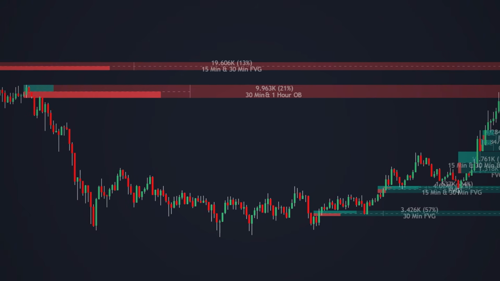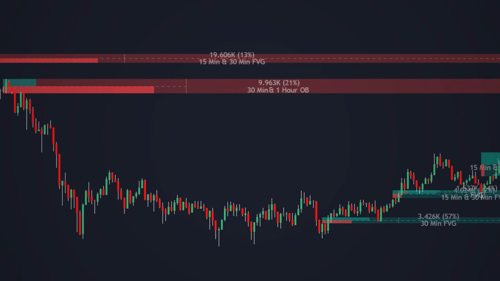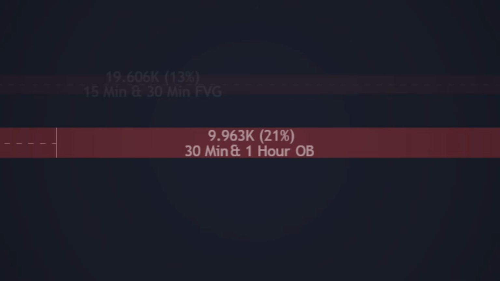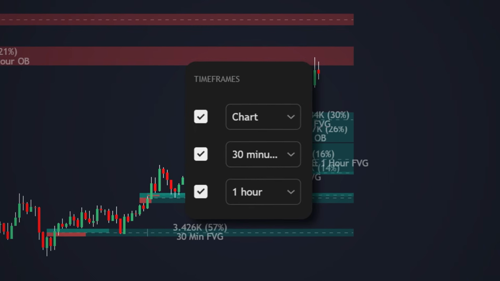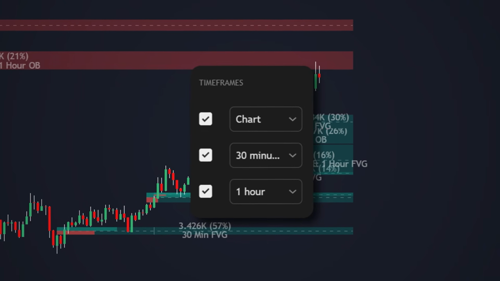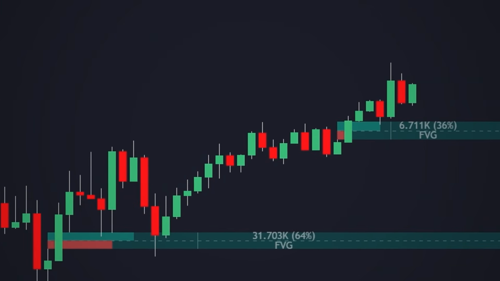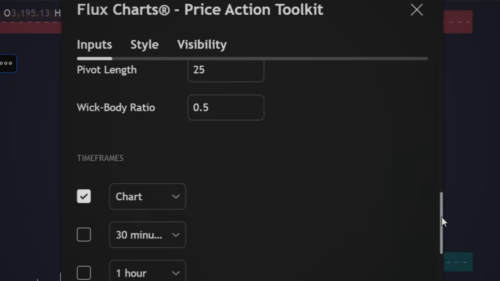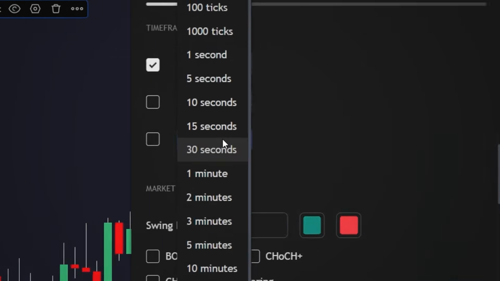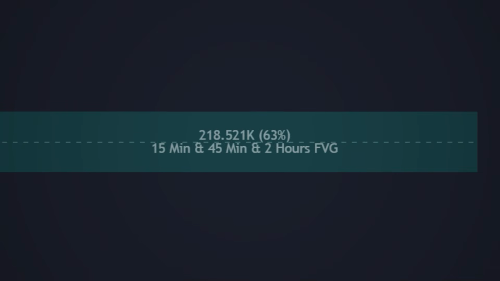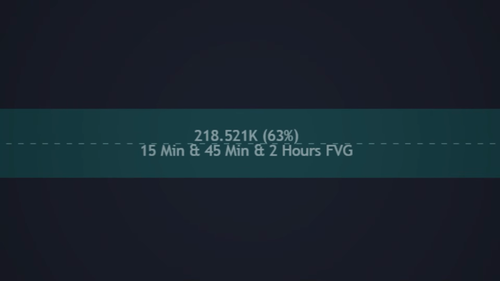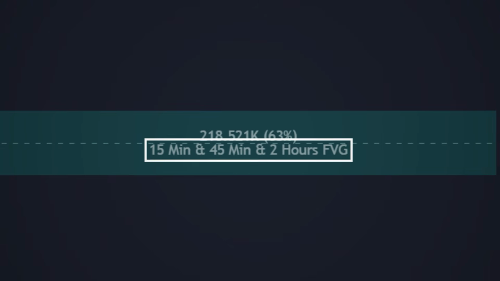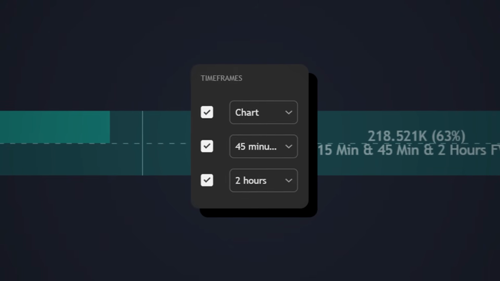The price action toolkit fixes that with multi-time frame analysis. You can see order blocks, fair value gaps, and more on up to 3 different time frames at once, all on the same chart, and setting it up couldn't be easier. Just jump into the toolkit settings and scroll to the time frame section. Select the time frames you want to include and toggle them on. The toolkit will then display features you have enabled from those time frames right on your current chart, each clearly labeled with the time frame it was detected on.